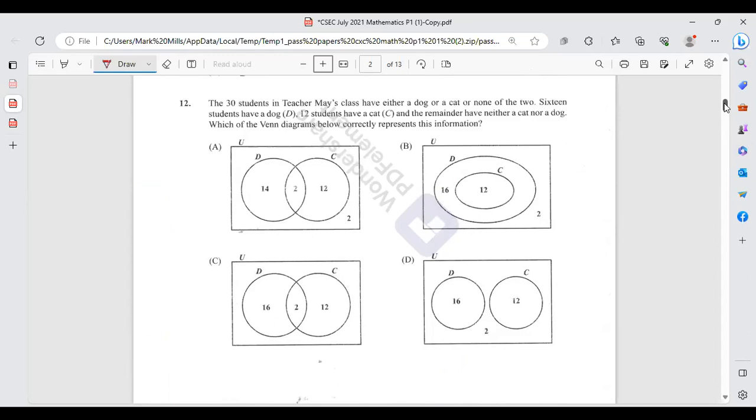Number 12. The 30 students in Mia's class have either dog or cat or none. 16 students have dog, 12 have cat, the remainder none. Which of the following is correct? D, as in dog. That would be D, yes.